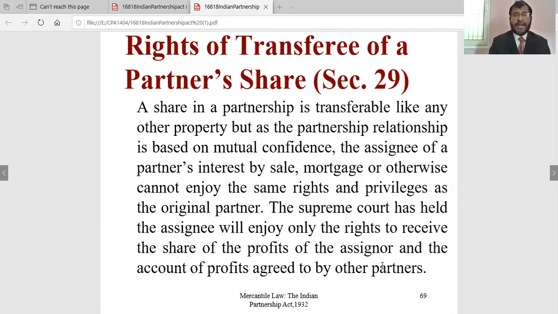Rights of transferee of a partner's share. Section 29 of the Indian Partnership Act 1932 deals with this. A share in a partnership is transferable like any other property, but as the partnership relationship is based on mutual confidence, the assignee of a partner's interest by sale, mortgage, or otherwise cannot enjoy the same rights and privileges as the original partner. The Supreme Court has held that the assignee will enjoy only the right to receive the share of profits of the assignor and not the account of profits agreed to by the other partners.